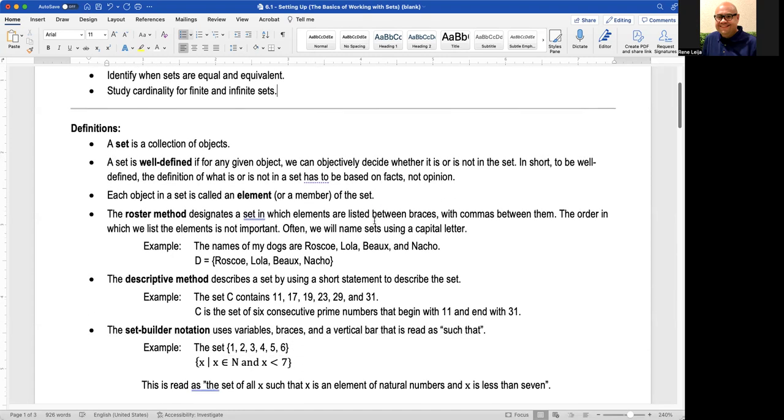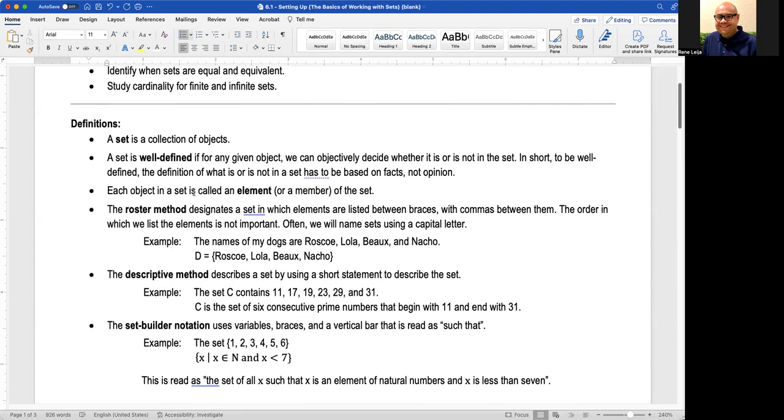So we have a bunch of definitions. So let's go over these. It's not as bad as you think. A set is a collection of objects. So if we were in a classroom, I would say that all of us in the classroom are a collection of objects. So we would make up a set.